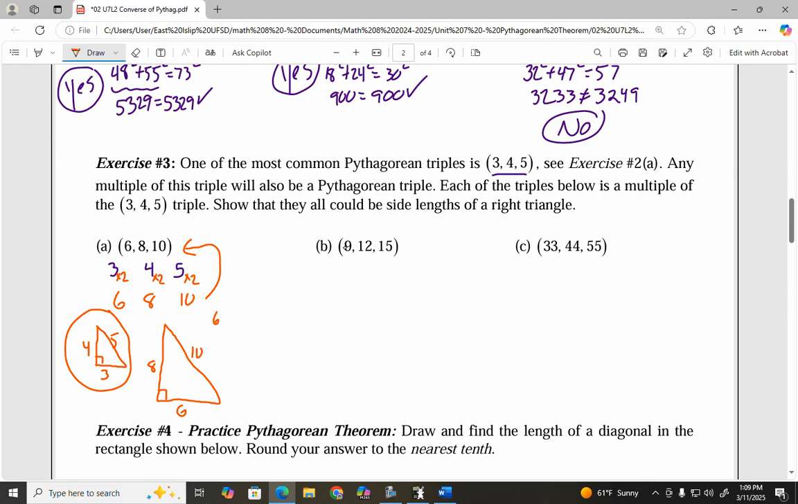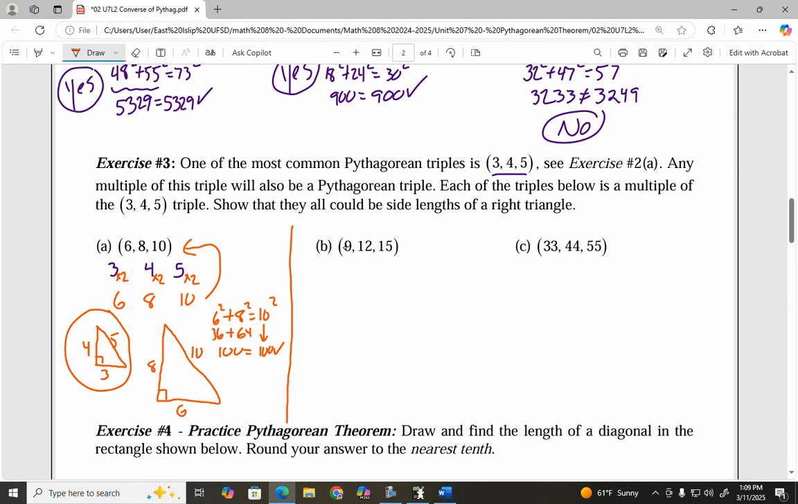If you really don't believe me, I could do 6 squared plus 8 squared and show you it really equals 10 squared. So 36 plus 64 is 100, and 10 squared is 100. So really, the 6, 8, 10 is also a Pythagorean triple. So if it's a multiple of a 3, 4, 5, then it is a Pythagorean triple. So letter B is a Pythagorean triple. It is a multiple of a 3, 4, 5.